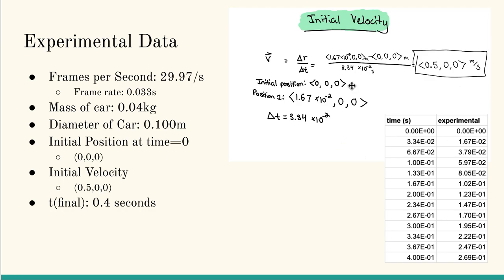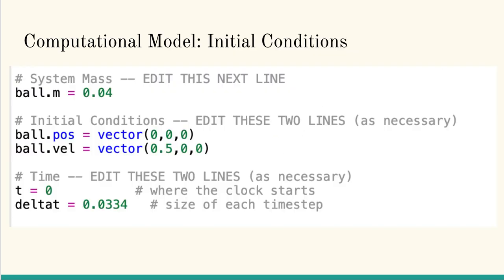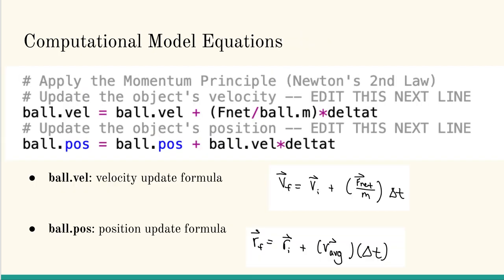This is how I calculated the initial velocity. The initial position was 0, and the position 1 was seen here, and then I measured the displacement over change in time to calculate the initial velocity. These were the initial conditions in the predicted model with the initial position and velocity, and the time step delta t, which was the frame rate. This was the velocity update and position update formulas in the computational model that I put in.